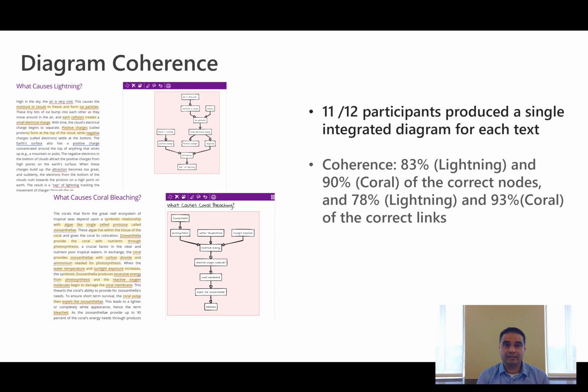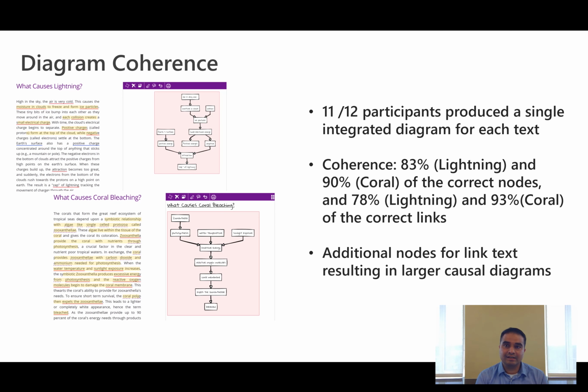By evaluating the diagram against a rubric, they produced 83% correct notes for lightning and 90% correct notes for coral bleaching, and 78% correct links for lightning and 93% correct links for coral bleaching. We also noticed that participants had additional notes that indicated link descriptions.